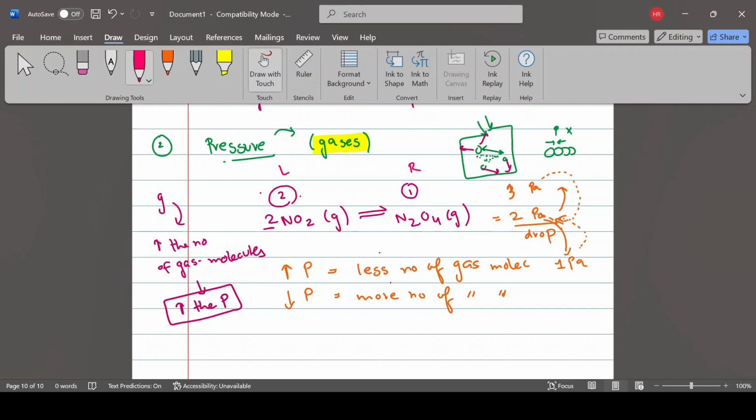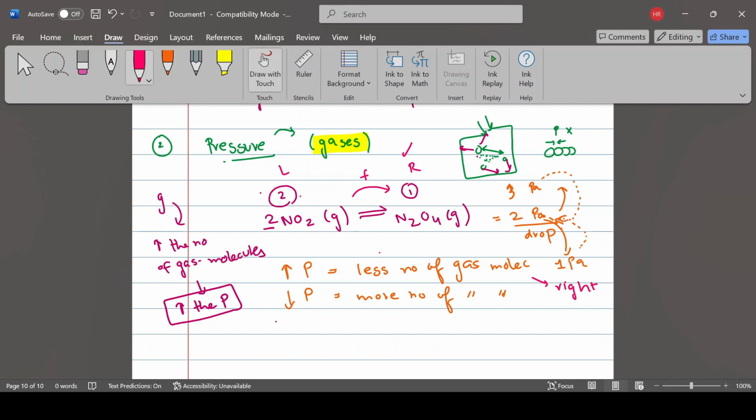The right side. Exactly, the right side. So what's going to happen is the forward reaction will be favored. Why? Because there are fewer gaseous molecules present on the right side. So the equilibrium position is going to shift towards the right side and more N2O4 will be produced.